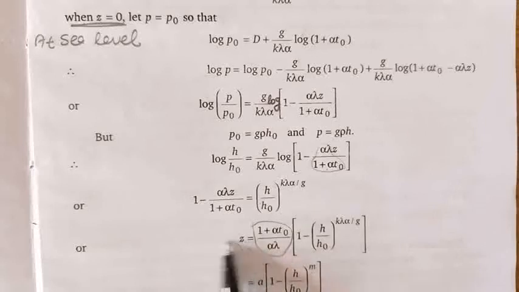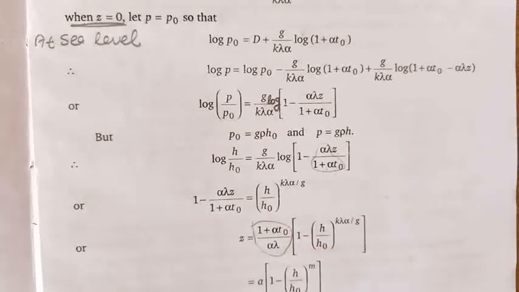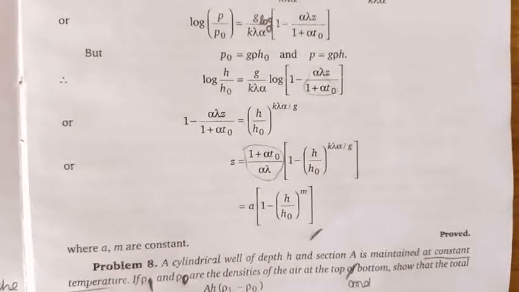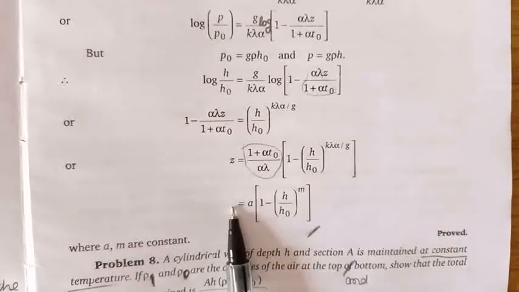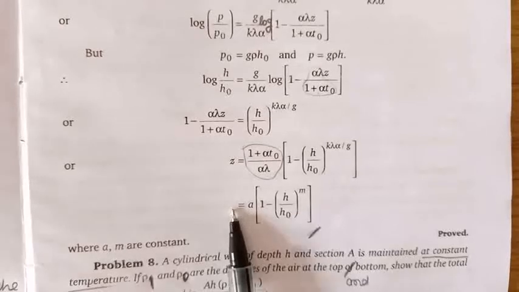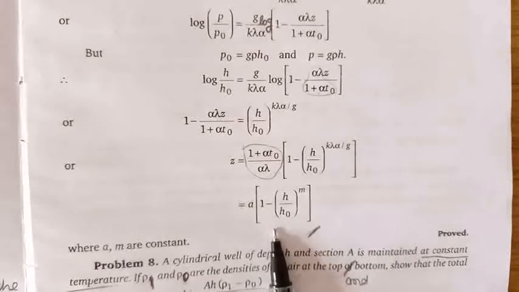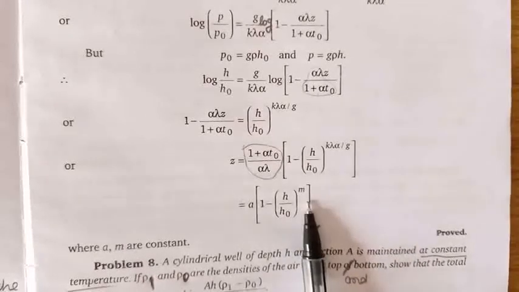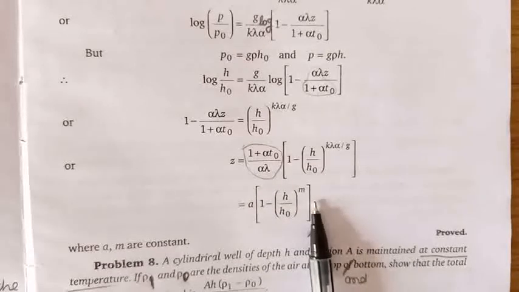Now from here, we can find the value of Z, taking this term as A because this term is constant. So finally, we have obtained the expression for the height of a station above sea level, which we have denoted by Z. So Z is given by A into 1 minus H upon H naught whole raised to the power M. Here A and M are constants.